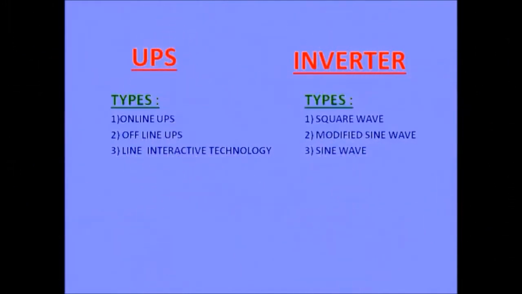Here UPS has three types: online UPS, offline UPS, and line interactive technology. And inverter has three types: square wave inverter, modified sine wave inverter, and sine wave inverter.